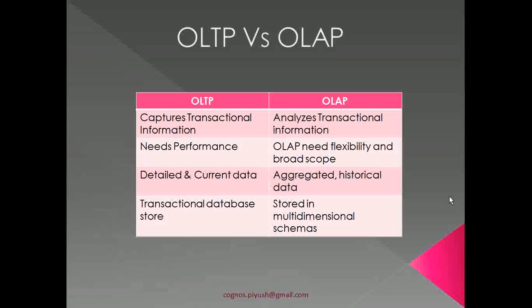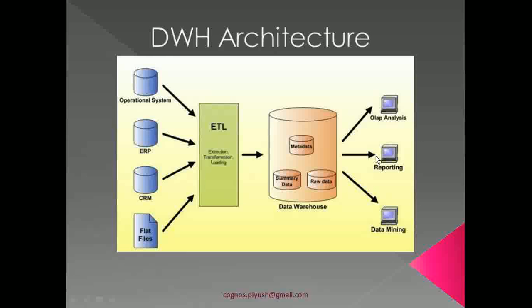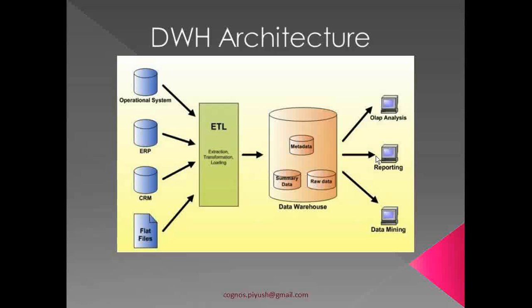OLTP is a transactional database store, and OLAP, on the other hand, has a database like multi-dimensional schemas. It's a brief comparison between OLTP and OLAP, which is also a backbone of the data warehouse. Now let us understand the data warehouse architecture.